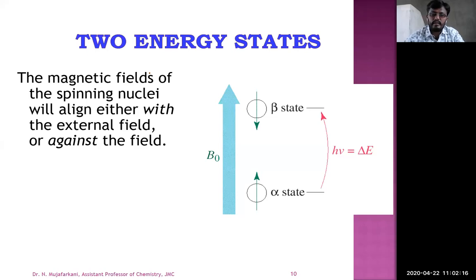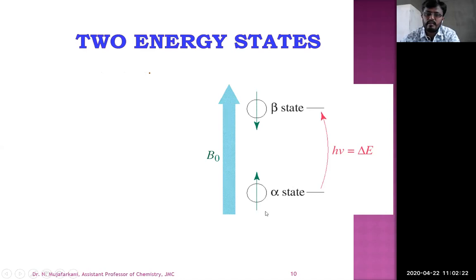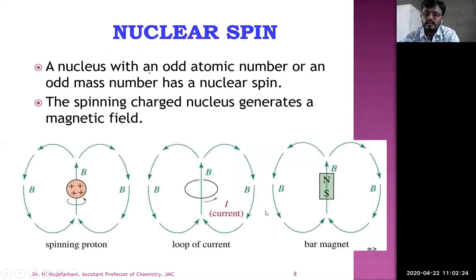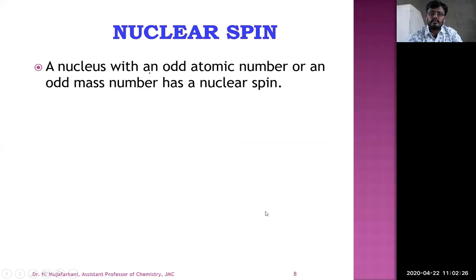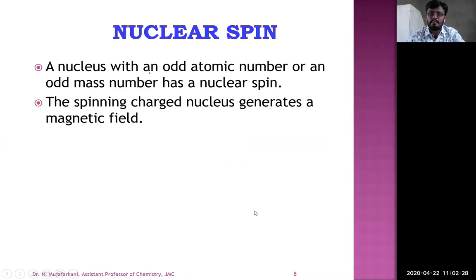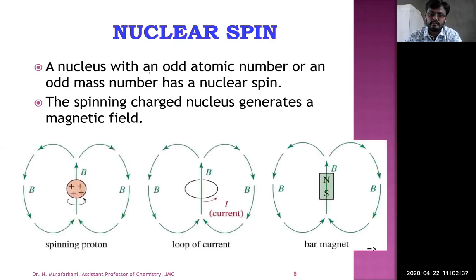These are called the two energy states, alpha and beta state. These states are created by applying the magnetic field. The nuclear spin: I already told you that a nucleus with an odd mass number or odd atomic number has a nuclear spin. The spinning charged nucleus generates a magnetic field. You know that the spinning of a proton is like a loop of current in a bar magnet.